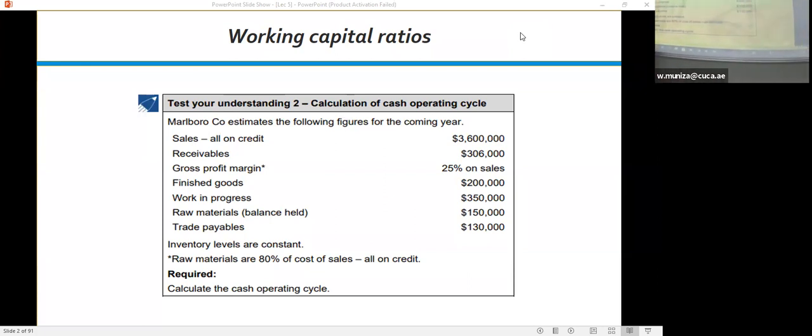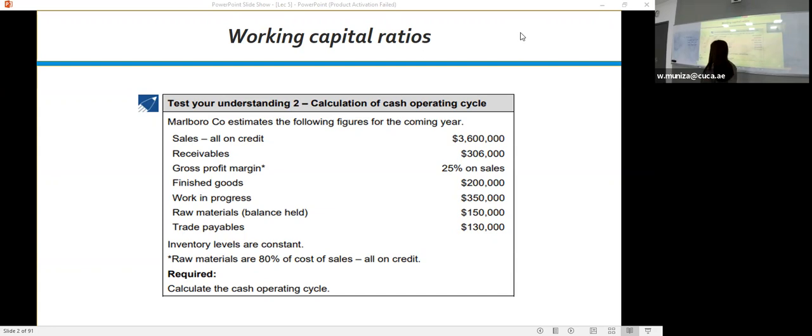So what could be the cost of sales then? Very simple. 3,600,000 divided by 100 multiplied by 75. How much will be the cost of sales? Calculate 3,600,000 divided by 100 multiplied by 75. So 2,700,000 is our cost of sales. So our gross profit would be 900,000.